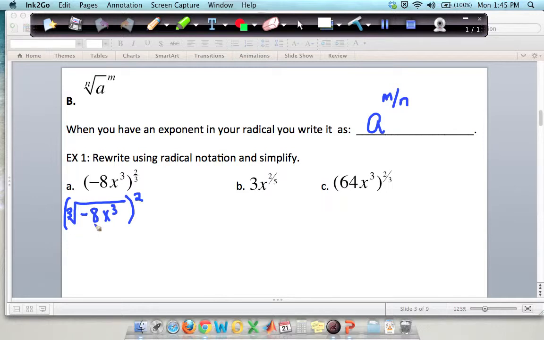The cubed root of negative 8 is negative 2. Cubed root of x cubed is x. And then we still have that squared. And then just remember you have to square everything inside the parentheses. So negative 2 squared is 4. And then we have x squared.